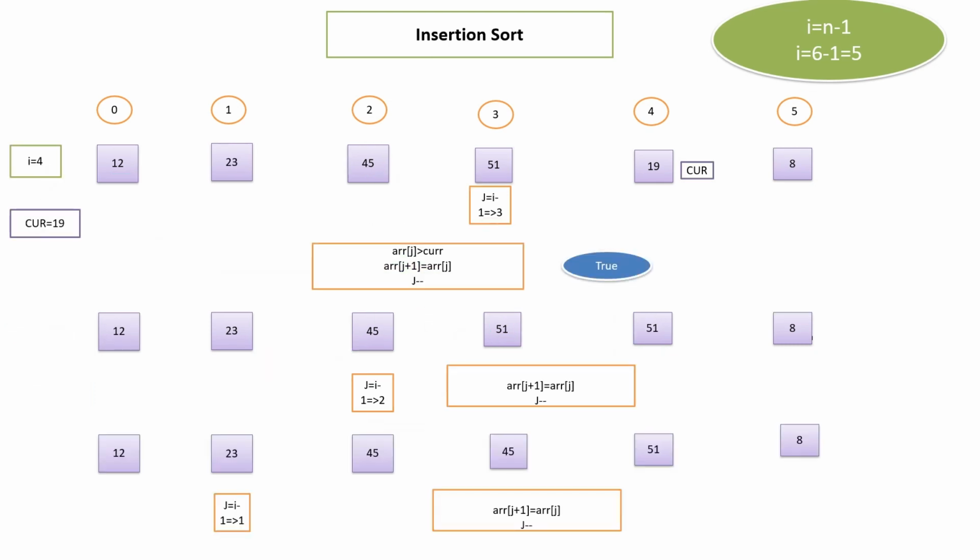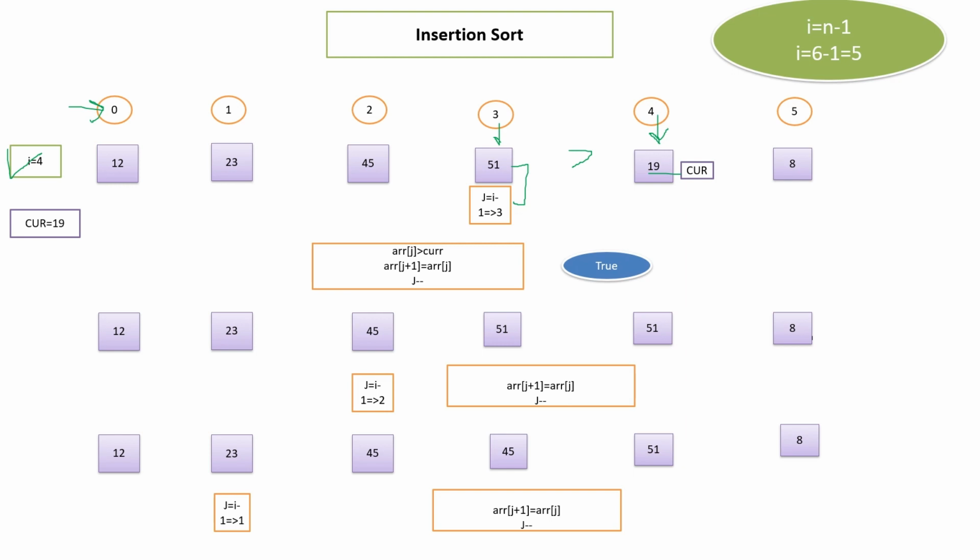Now we go for the next iteration, which is i equals 4, and this is the indexing of an array. Sorry, we are at the fourth position of the array, and we have the current variable, or element, which is 19, and our loop will start from j equals i minus 1. Here we find that the jth element is greater than our current element.